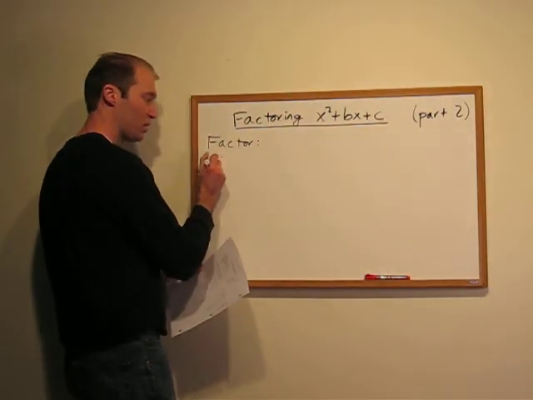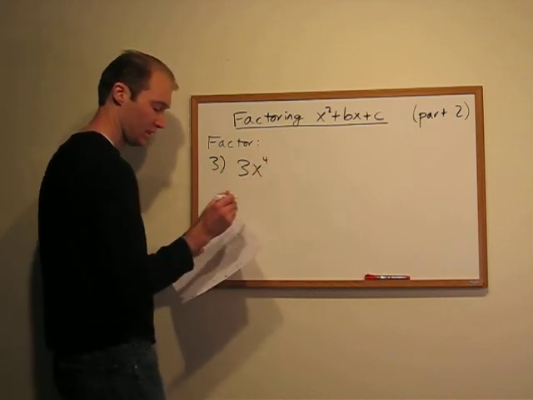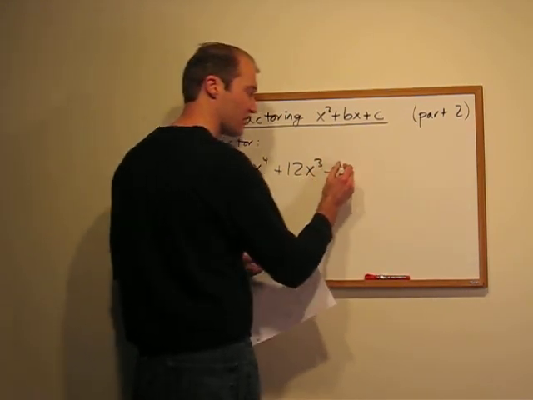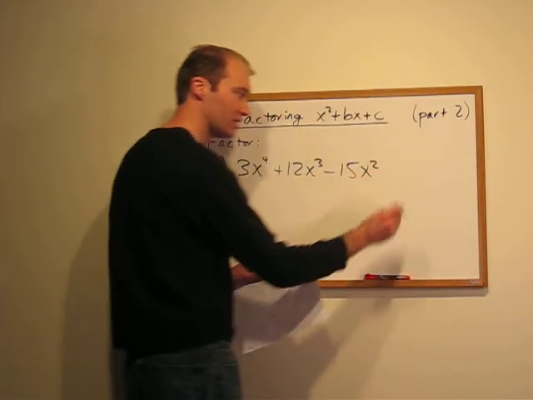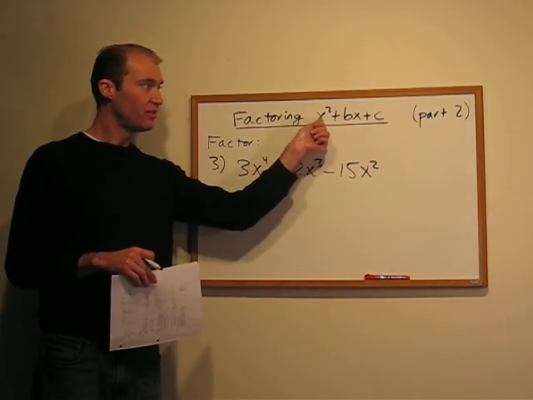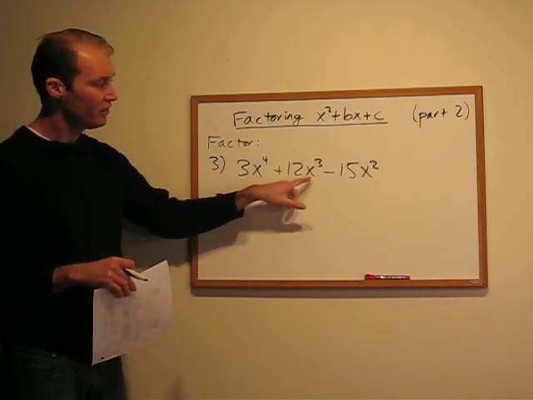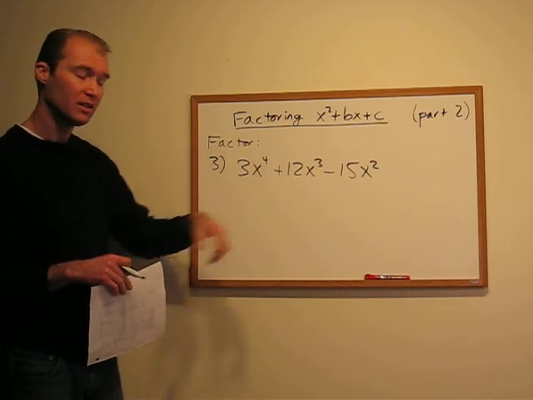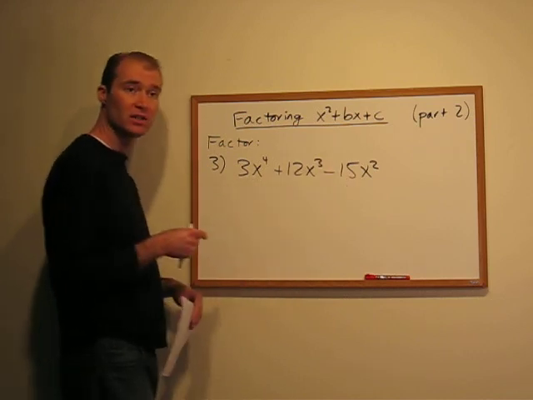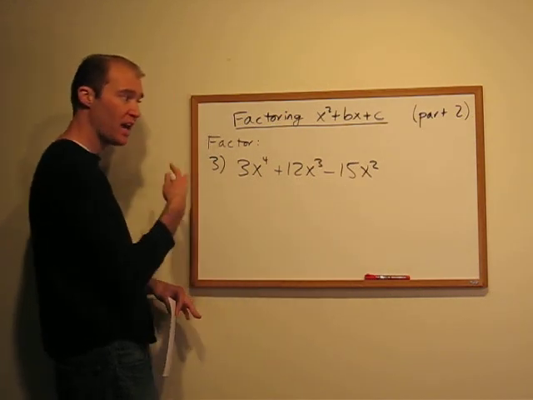Let's say that the problem was this. I want to factor 3x to the 4th plus 12x cubed minus 15x squared. It looks like it doesn't exactly fit that form that we wanted. But actually, all of these terms have something in common. First of all, they all have a 3 in common, because 12 is just 3 times 4, and negative 15 is just 3 times negative 5. And they also have an x squared in common. I'm going to factor that out first.